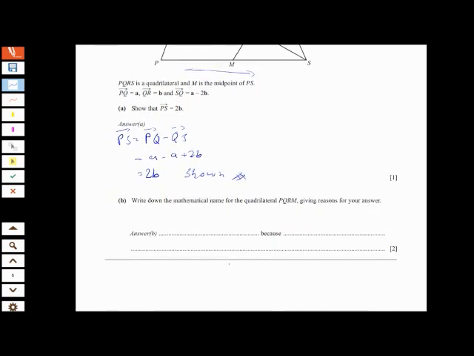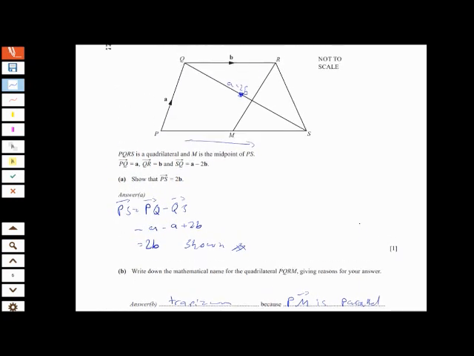Right, write down the mathematical name of the quadrilateral. Okay, that's a trapezium. Because PM is parallel to QR.